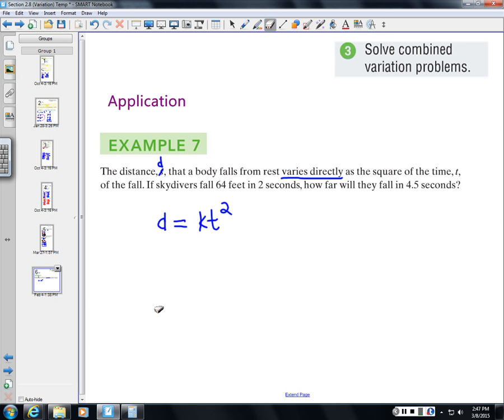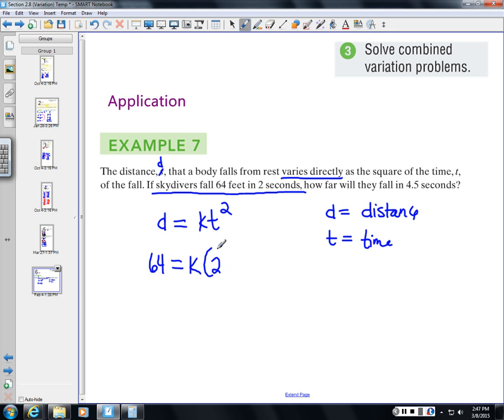That's sentence 1. Now, the first half of the second sentence gives me some numbers to plug in. If I know that d is distance and t is my time, they're telling me that if skydivers fall 64 feet, there's your distance. That's how far they fell. In 2 seconds, and that's your time. Time is 2. They're still saying d is 64 and t is 2. You just have to interpret that a little bit more.